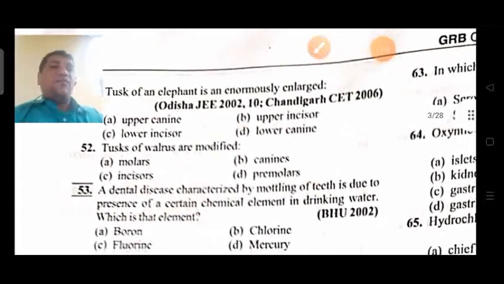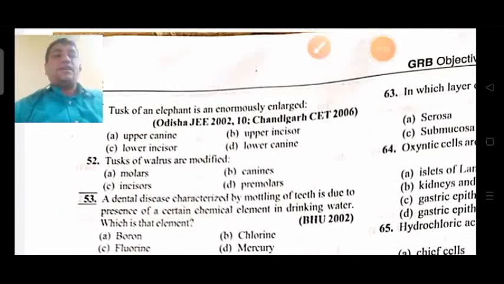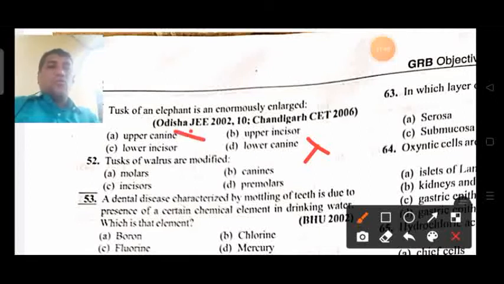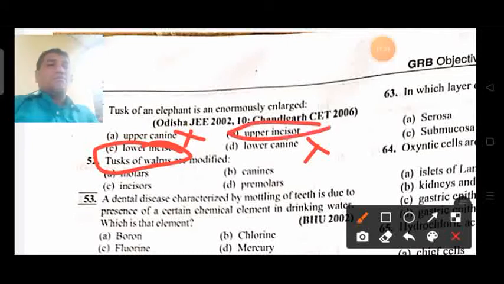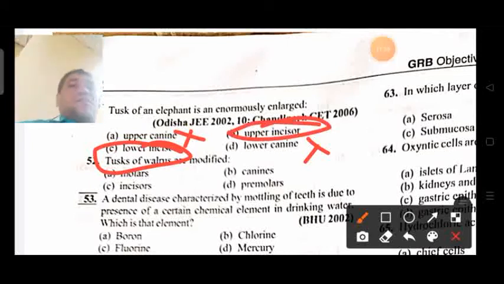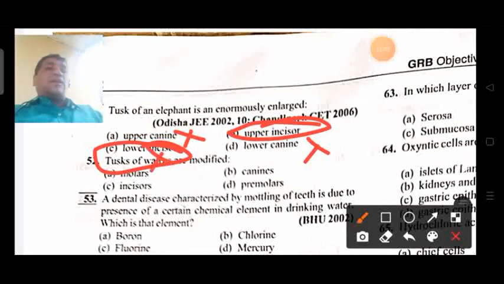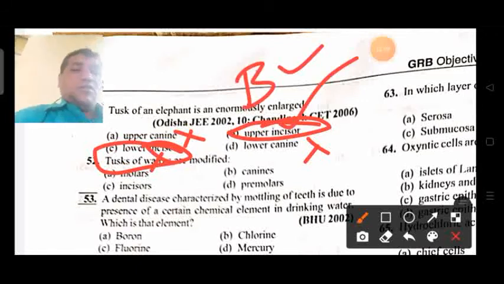The tusk of an elephant is an enlarged upper canine, upper incisor, or lower canine. Already you know that elephants are herbivorous animals, so they don't have canines, so the canine options will be ruled out. The tusk forms from the upper side, so it is not the lower one, it is the upper incisor. So option B is the right option.